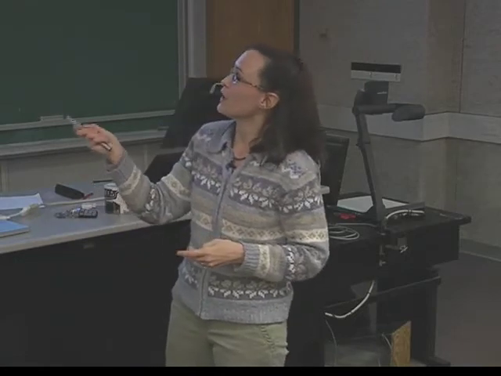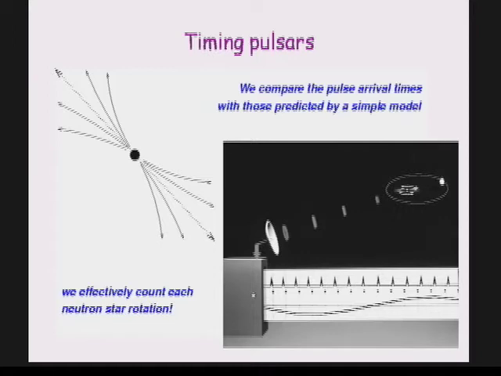So what we do when we find a new pulsar is we do something called timing them. What this means is that we will look at the pulsar once a week and then once a month, once every few months, and we will time exactly how fast these pulses are coming at us. We can measure the period of these pulses very, very precisely. And we can effectively count every single neutron star rotation over time.